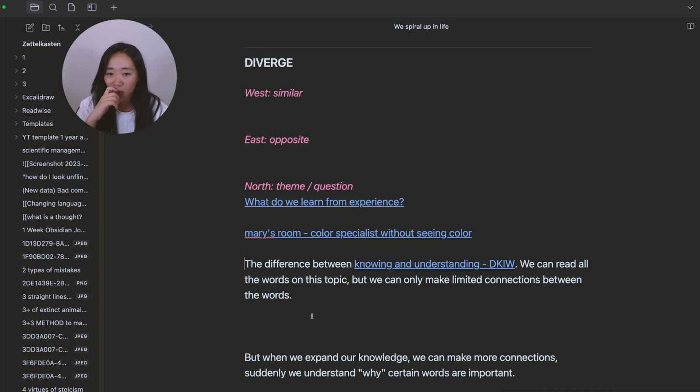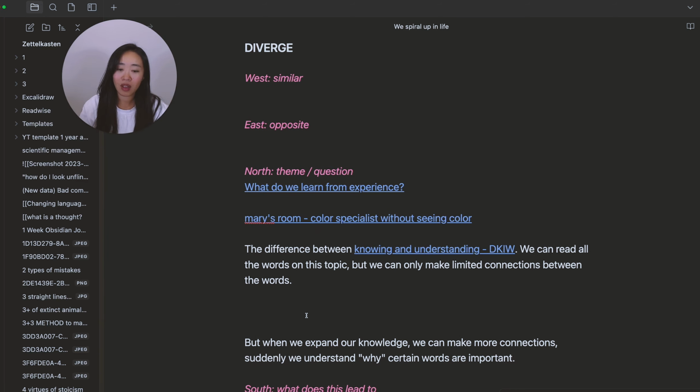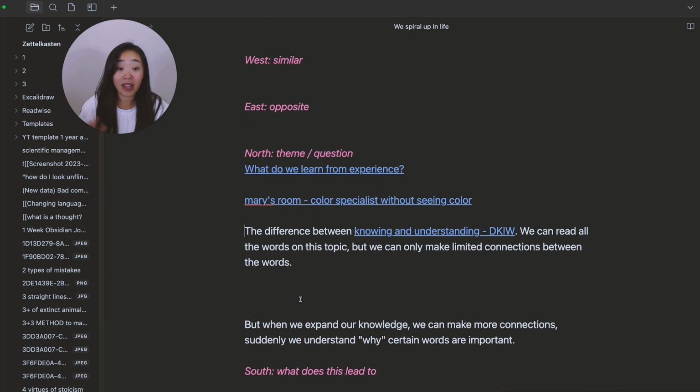But also, talking about theme and question about the spiraling, to me, it's also the difference between knowing and understanding. Look at the DKIW framework, which I talk about in my course a lot. And we can read all the words on these topics, but we can only make limited connections between the words. Right? We need to go further and understand why. But when we do expand our knowledge, we can make more of those connections, right? Then we can see the why certain words are important.